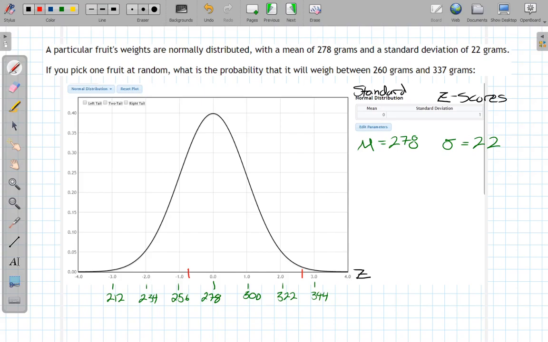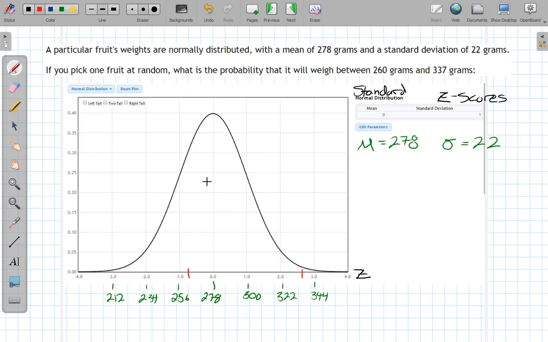Let's take a look at a problem about a normally distributed fruit situation. We've got a mean of 278 grams for this particular fruit with a standard deviation of 22. So we expect, like most fruits, 70%-ish to be within 22 grams of 278.